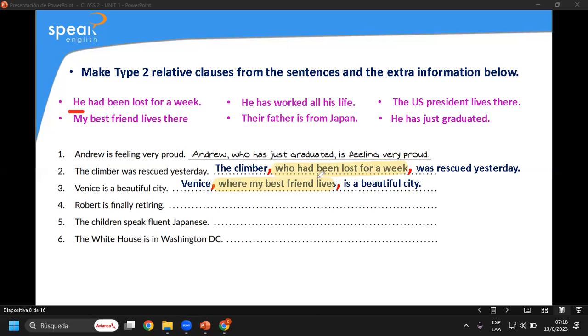Robert, who has worked all his life, is finally retiring. All right. Do you agree, guys? Yes. Totally. Very good. So imagine we can omit that information, who has worked all his life. We can omit it. It's just extra information. How about the number 5? What do you think?